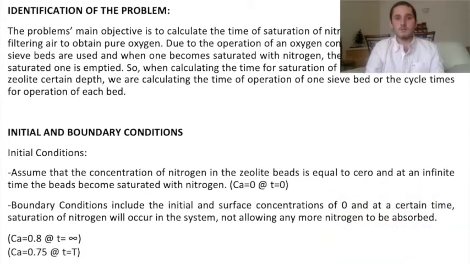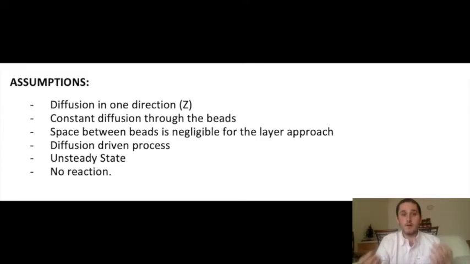For the initial conditions, we would have that at time 0, there would be a concentration of nitrogen inside of the bit of 0. And for the boundary conditions, we would have that at an infinite time, the concentration would be 0.8, meaning that our bit would be saturated. And at some point, there would be a concentration of 0.75. Checking this one because it's a little bit lower than the 0.8 we have, which is the part we don't want to touch. Finally, our assumptions.